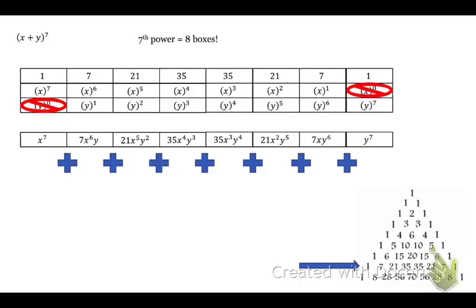Put plus signs between each of those. And you get x to the 7th plus 7x to the 6th y plus 21x to the 5th y squared plus 35x to the 4th y cubed plus 35x cubed y to the 4th plus 21x squared y to the 5th plus 7x y to the 6th plus y to the 7th. Booyah.